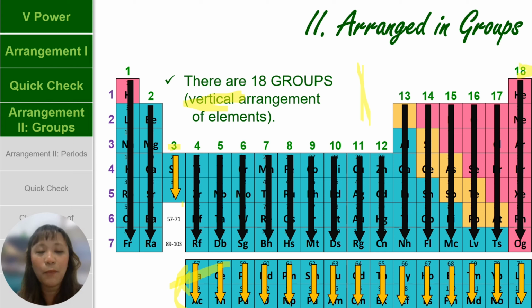Ari class ang ilan number sa babaw ha? 1, 2, ara na ilan number? 3, 4, 5, 6, 7, 8, 9, 10, 11, 12, 13, 14, 15, 16, 17, and 18. That's why 18 groups. Okay, patindog, vertical arrangement of elements. And don't forget that the elements in the actinide and lanthanide groups will go with group number 3. Don't forget.